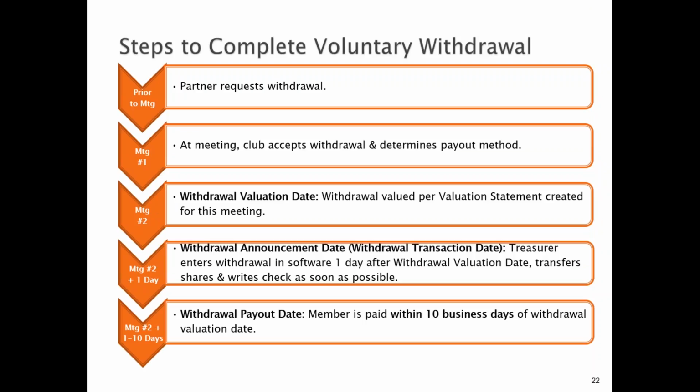So in a worst case scenario here, a partner requests a withdrawal the day after a club meeting. That's when the letter arrives. Well, it goes to the next club meeting, so that's roughly 30 days. It's presented at that meeting, and then 30 days later, at the second meeting, it's valued, and then 10 days later, the member is paid out. So in a worst case scenario, it's about 70 days from the time that someone sends the letter till the time that they should be receiving their payment.